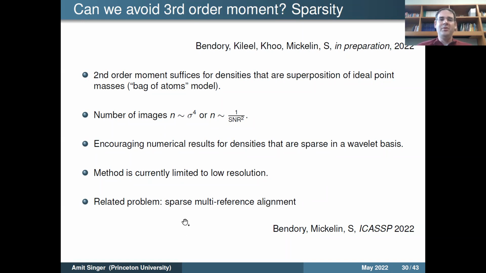This is also related to the point of sparse multi-reference alignment. I'm not going to go into it, but for those familiar with phase retrieval, you can ask how to solve phase retrieval when you know that the underlying signal is sparse in some basis.